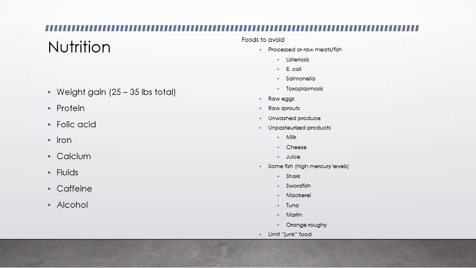Some fish can be high in mercury, so things like shark, swordfish, mackerel, some tuna, marlin, orange roughy, we would want to counsel women to avoid those fish in their diet. And of course, limiting junk food. Now, I'm like so many other people, and I enjoy my junk food, but we need to counsel women to limit their junk food. Those babies, those developing fetuses, need a good, healthy, balanced diet.